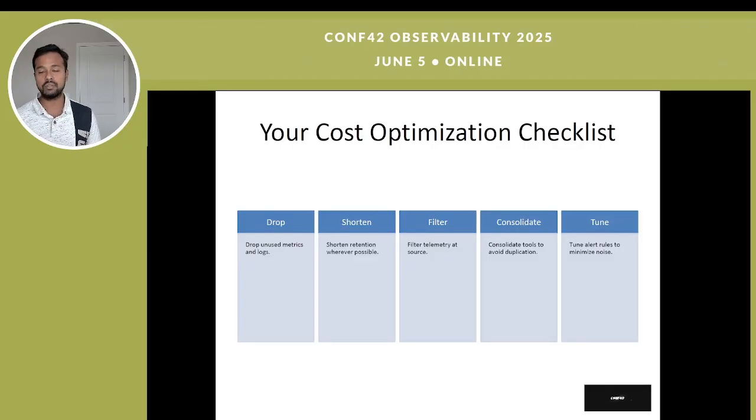So for some of the metrics, you can store them for longer, and for logs, you could store them for shorter. Filter the telemetry at the source, like I mentioned, whether it's pods or any other place. It just saves in both the compute time as well as the storage costs. And consolidate tools wherever possible. And last but not least, make sure you tune your alert rules to minimize the noise. We'll also be talking about it a little bit more now.